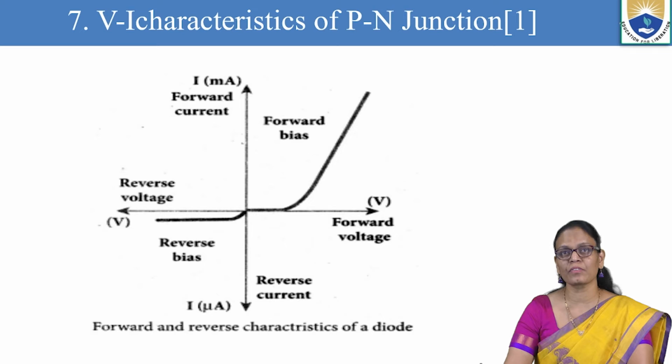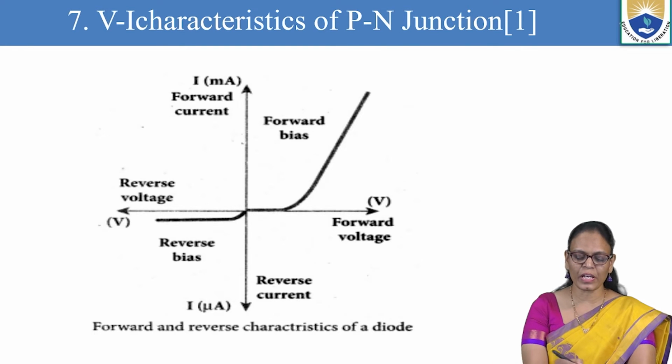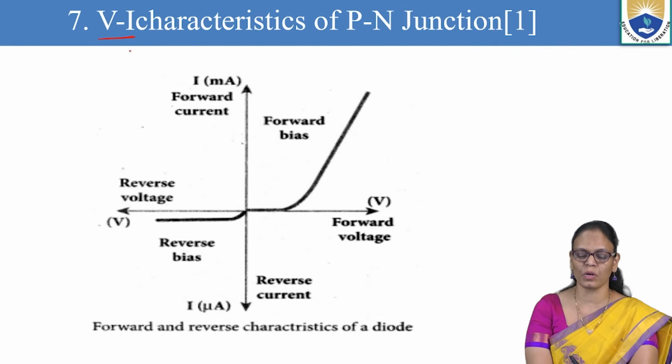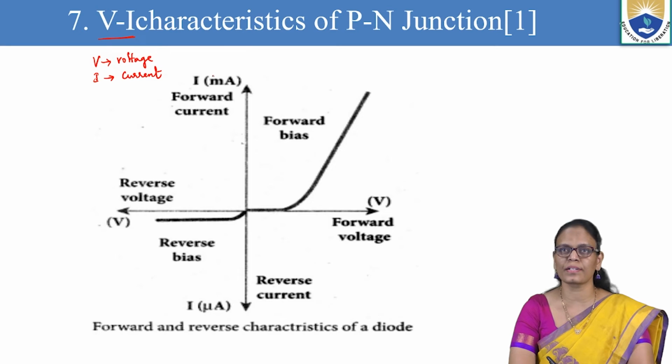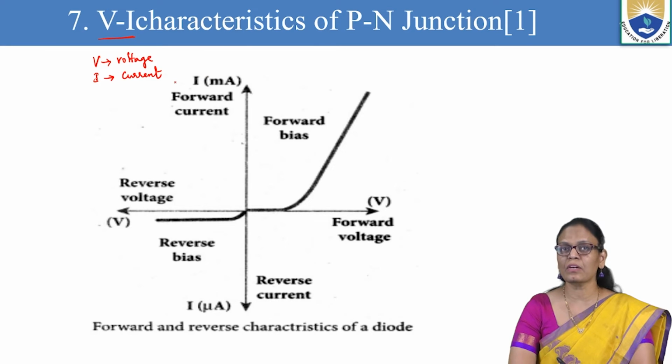And then we have to see the VI characteristics. VI characteristics here represent voltage and current: V stands for voltage and I stands for current. So in VI characteristics, what we want to understand is how the current varies with the variation in voltage. That is what we are going to study.